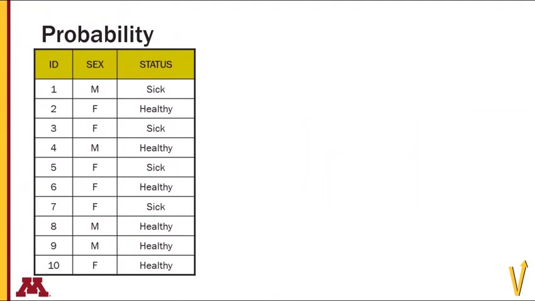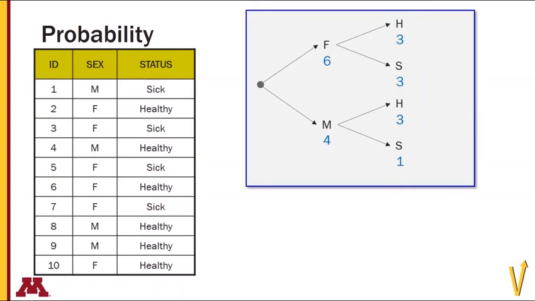2 attributes are described: sex and sanitary status. We can see that there are 6 females and 4 males. At the same time, there are 6 healthy individuals and 4 sick individuals. So the data from this table could be visualized in that form, and that's what we call a scenario tree.